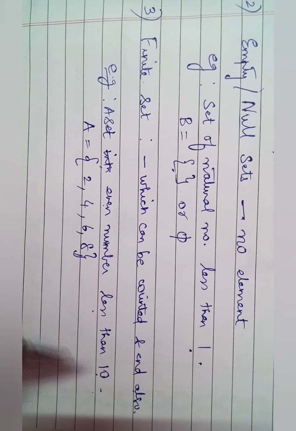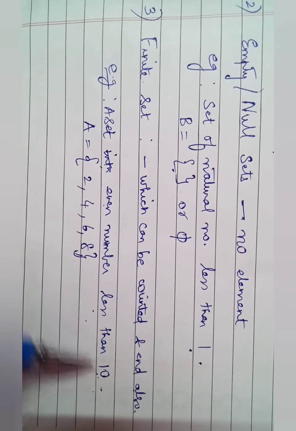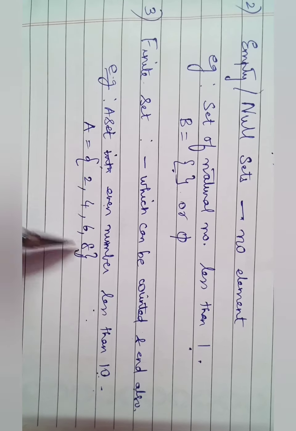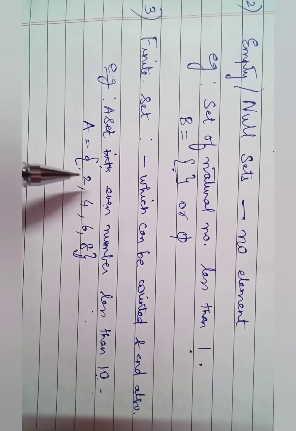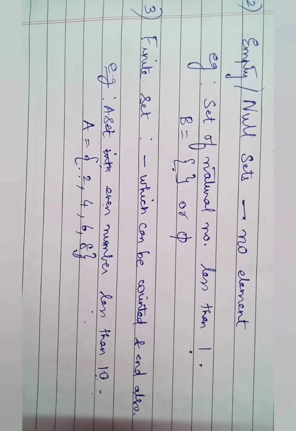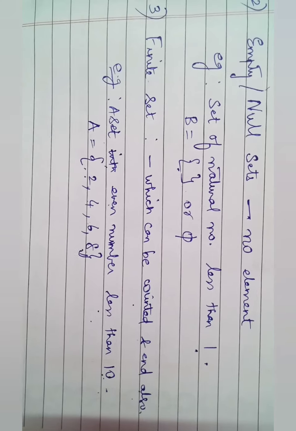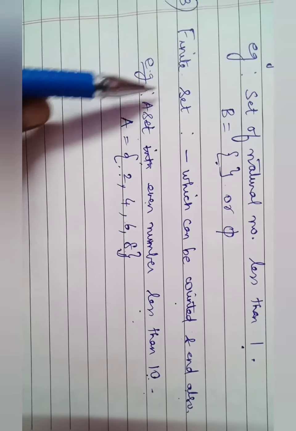10 से नीचे. 10 से कम होना चाहिए, तो 10 ले लेंगे तो 10 बराबर ही हो जाता है, इसके लिए less than 10 means still 8 only. So see, 2, 4. Can you count it? How many elements are there? 1, 2, 3, 4. That means this is a finite set which can be counted and has an ending also. Clear everyone? What is meant by the finite set?